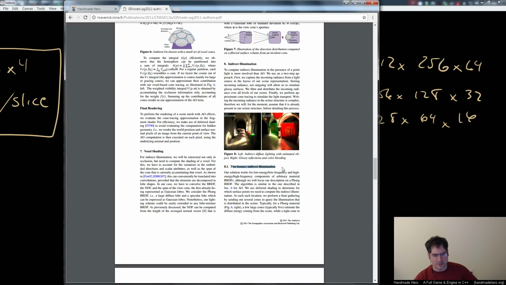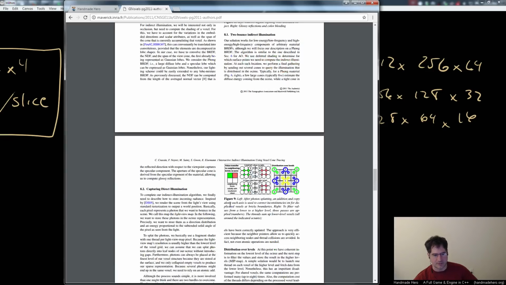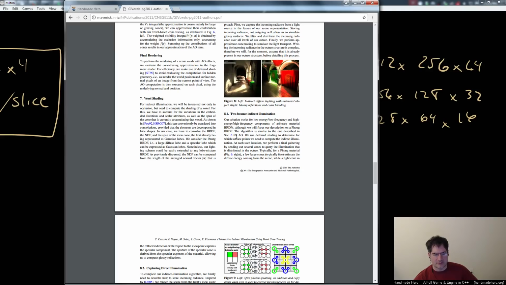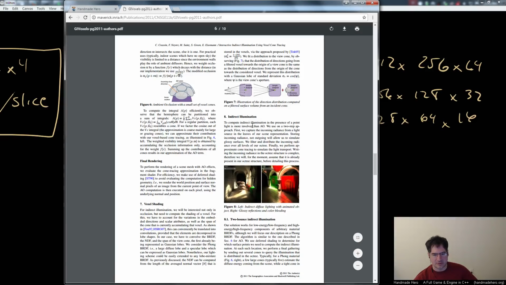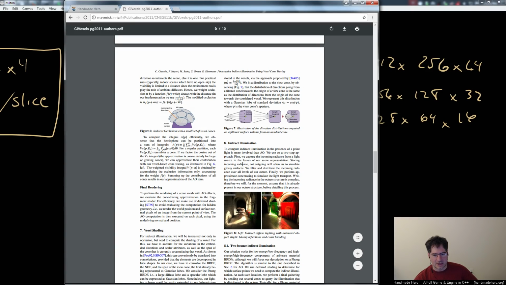So if you want to do indirect illumination here, what's interesting is I really don't know. I haven't read this paper and implemented it or anything, so I'm curious to know what they do for indirect light. I guess what it says here: to compute indirect illumination of a point light is more involved, so we use a two-step approach. First, we capture the incoming radiance from a light source in the leaves of our representation, storing incoming radiance, not outgoing, will allow us to simulate glossy surfaces.